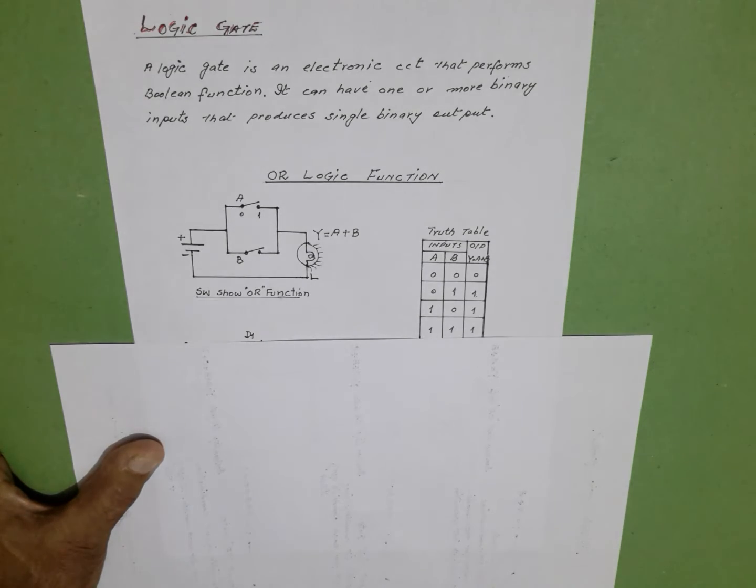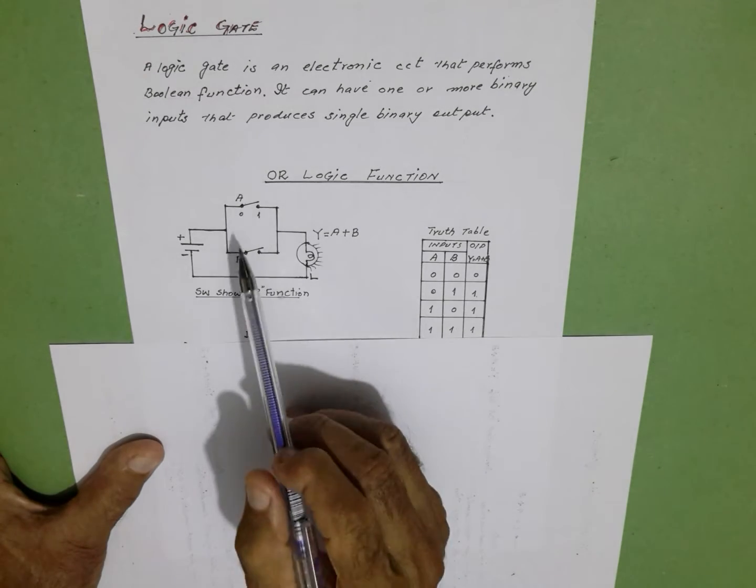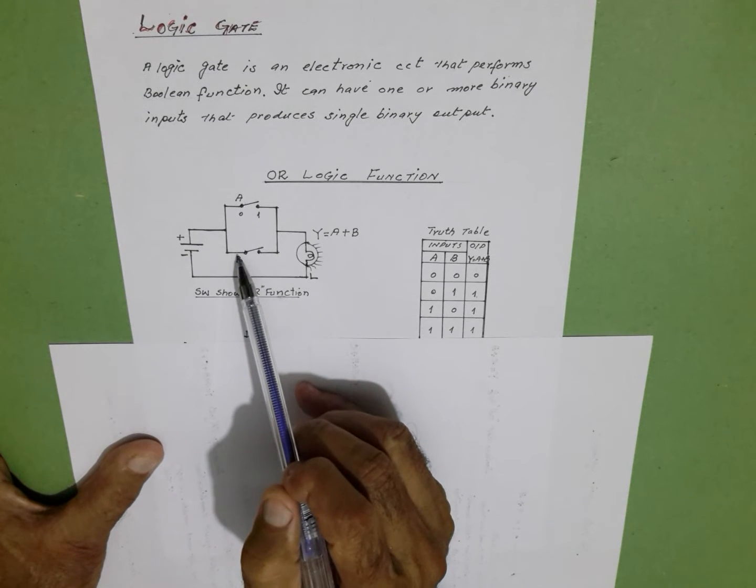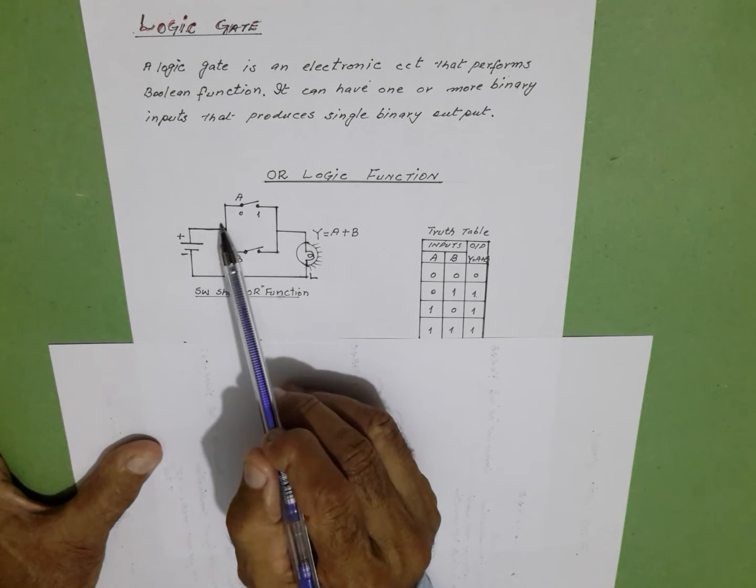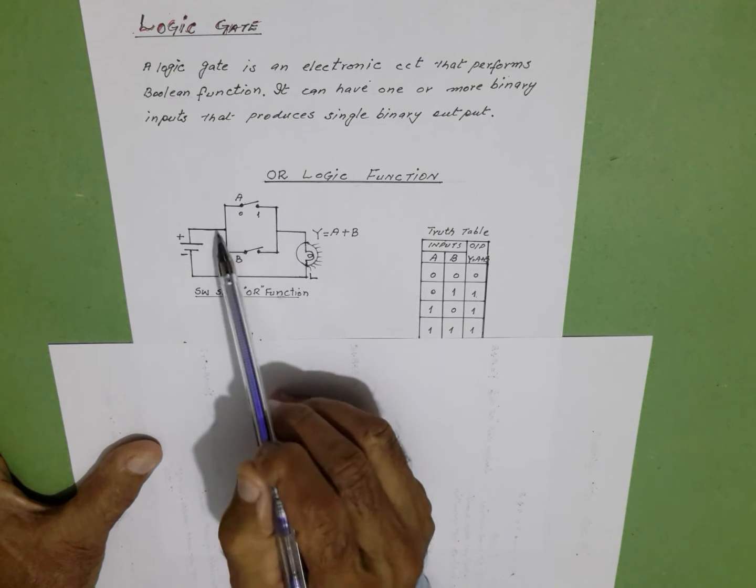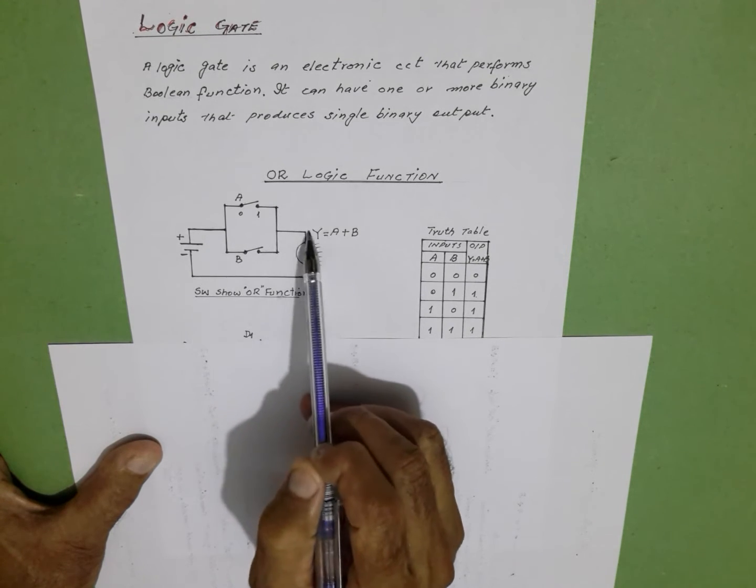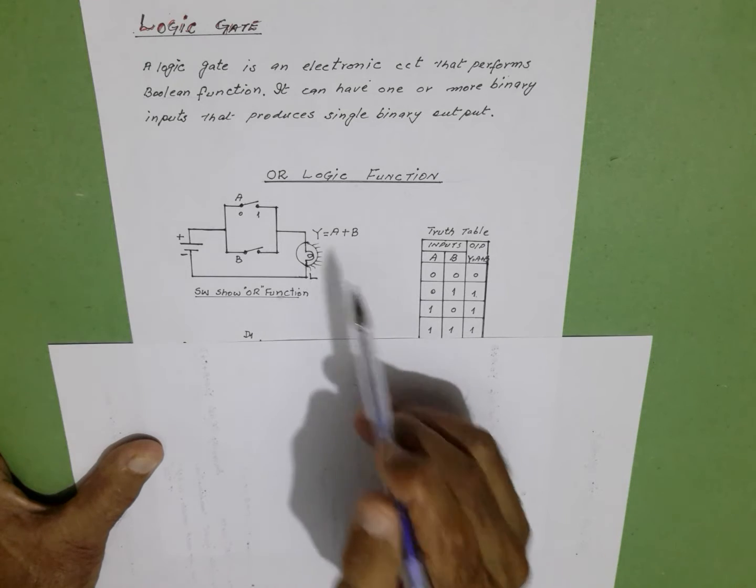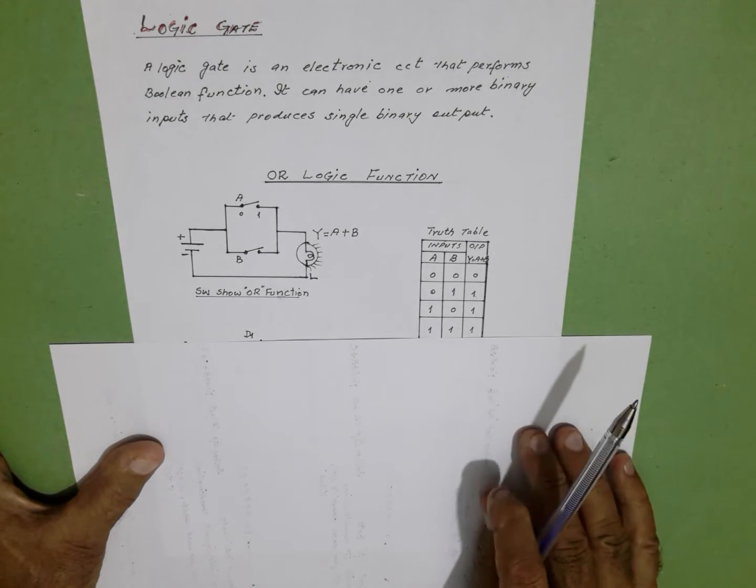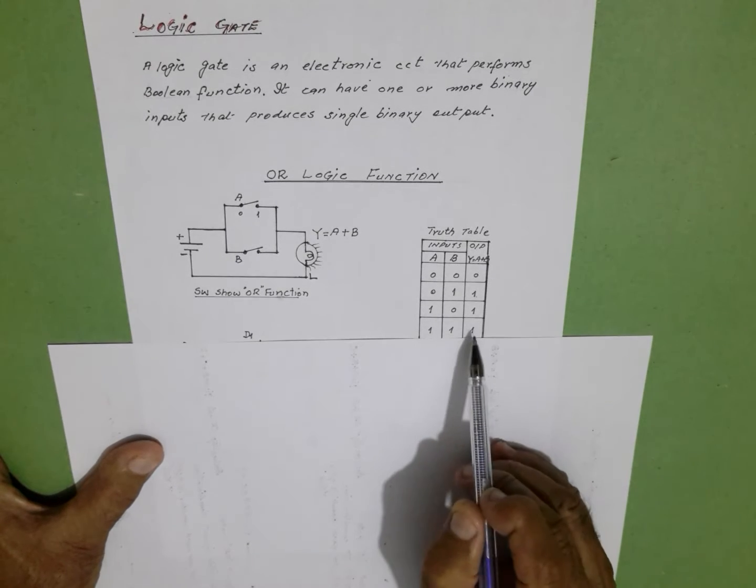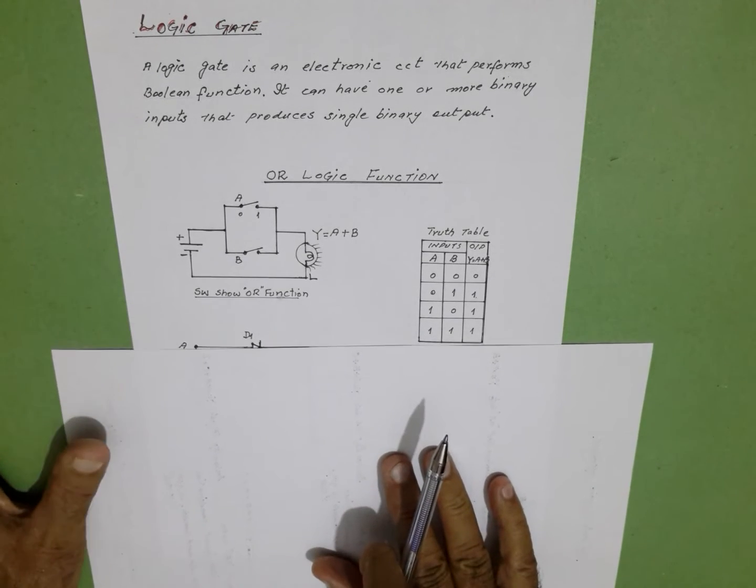For the fourth combination, when both A and B switches are closed, now there is a current flowing from negative to positive terminal through switch B through switch A to the lamp, and the lamp is going to glow. For the fourth combination, when both the inputs are 1 1, the output is 1.